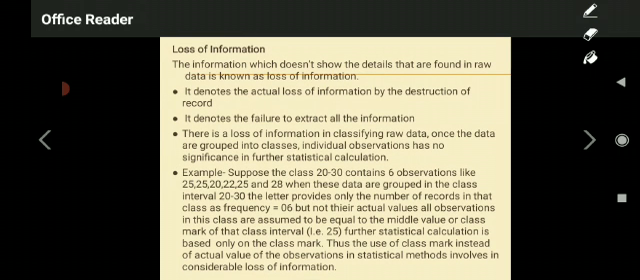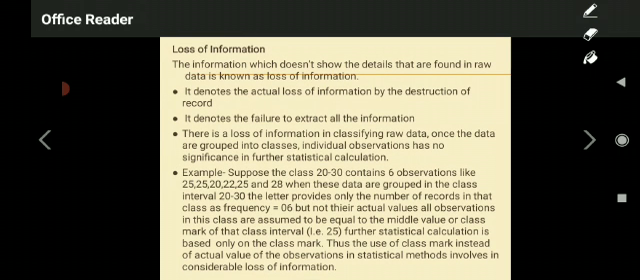Here 2 important aspects are there in case of loss of information. First one is, it denotes the actual loss of information by the destruction of record. Sometimes loss of information may happen because of destruction of record. And again, in the second one, it denotes the failure to extract all the information. Sometimes we are not able to extract whatever information we have because of a lot of problems. It is not possible to extract all the information. So these 2 possibilities are there in case of loss of information.